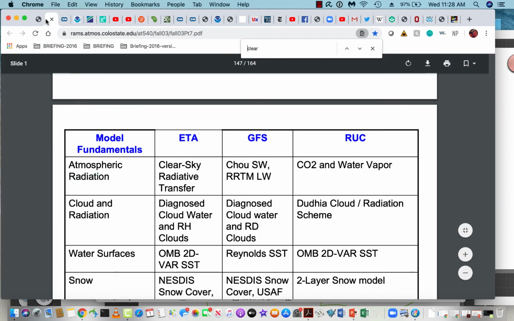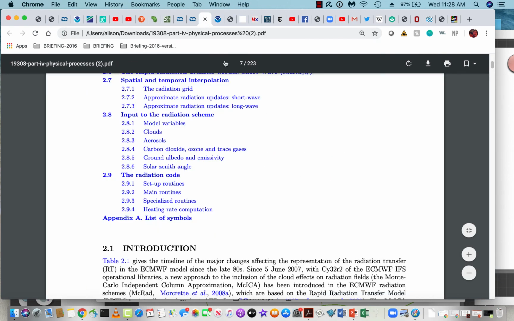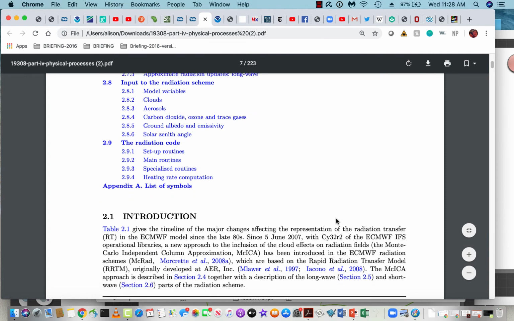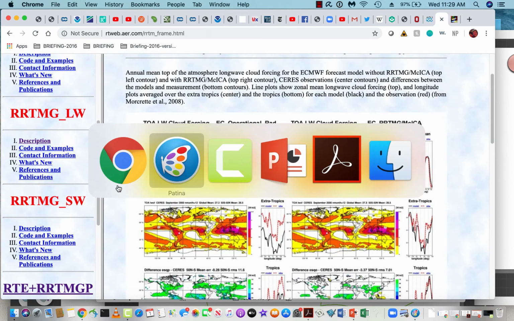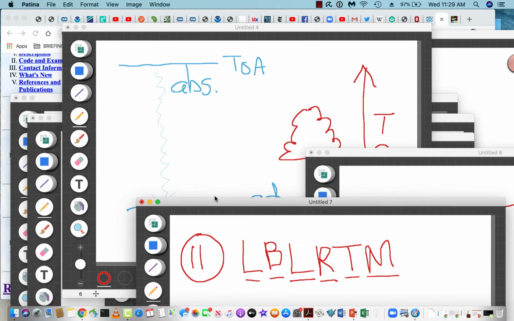And let me just go back and see if I can find that thing. I don't know if I'm going to be able to. Yeah, here it is. This is the radiation code in the ECMWF model. And what do they say? Their radiation code is based on the Rapid Radiation Transfer Model, RRTM, developed at AER, with a reference to. I want to go back to something over here that I forgot to completely finish saying.